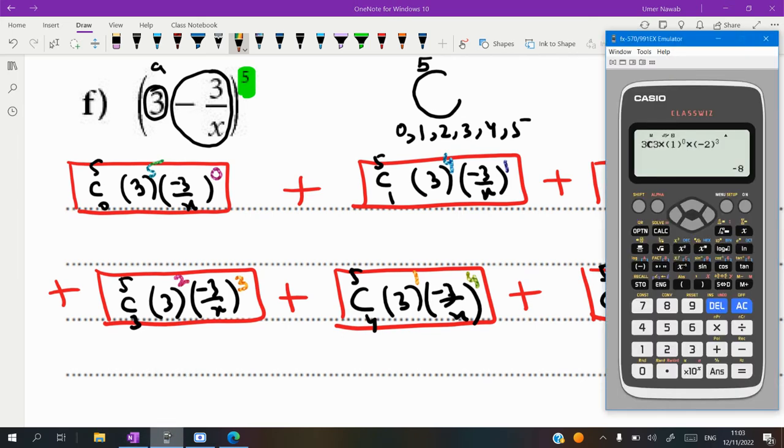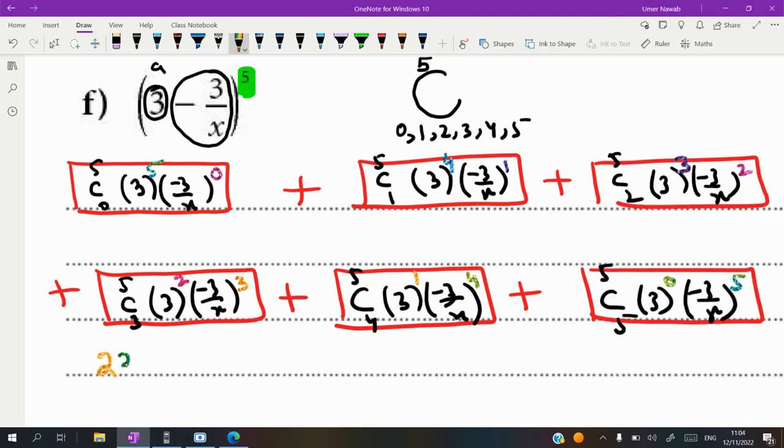And then how do I solve this in the calculator? I write 5C0 times bracket open 3, bracket close, raised to the power 5, and then times bracket open minus 3, no need to write x, because if you write it here, then a syntax error or math error will come. Don't do this. Raised to the power 0. So just the number is required, which is in that bracket, 243. So this is 243, x to the power 0, no need to write it.